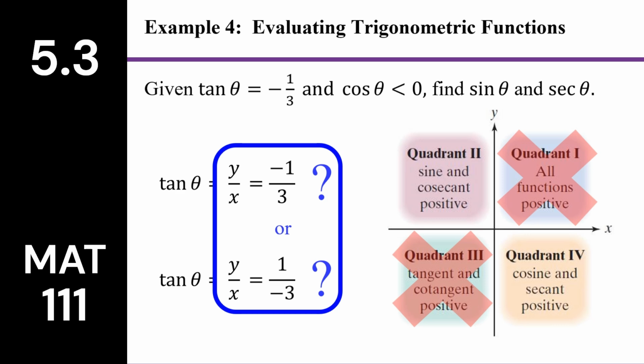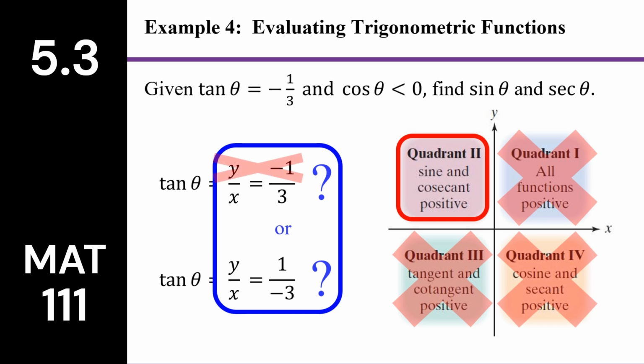We now look at the cosine being negative, so we know we can't be in quadrant 4 because the cosine is positive there. So we must be in quadrant 2. Well, that tells us that y cannot be -1 because in quadrant 2 you go up in the positive direction of y, and x cannot be +3 because in quadrant 2 you go left, which is where x is negative. So we must be where y equals 1 and x equals -3.